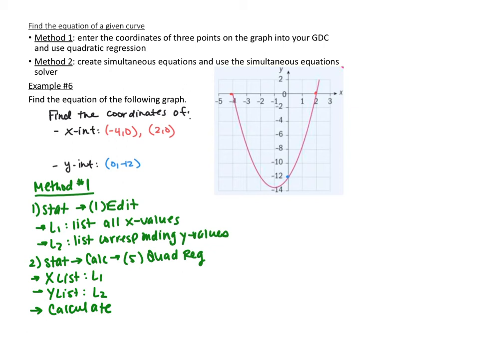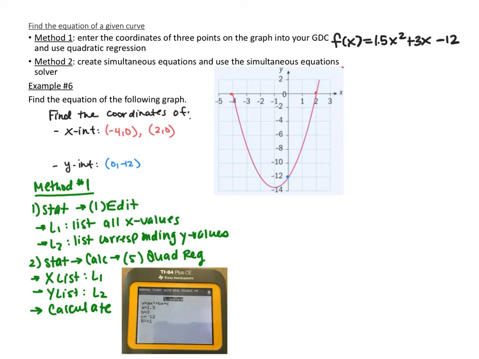Once you have those 3 points in your table, you go to Stat, Calc, and then we want to go to number 5, Quadratic Regression. Make sure your x list is list 1, make sure your y list is list 2, and then hit Calculate, and it should give you your a, b, and c values. It's not a great picture, but here I have a little picture of my final quadratic regression screen. They have y = ax² + bx + c, where a is 1.5, b is 3, and c is -12. So our function, f(x), is going to be 1.5x² + 3x - 12.